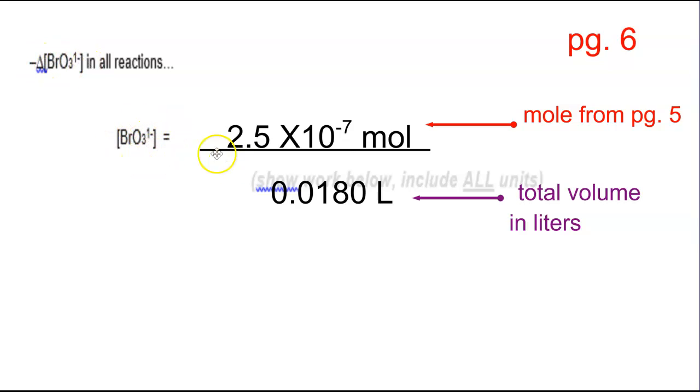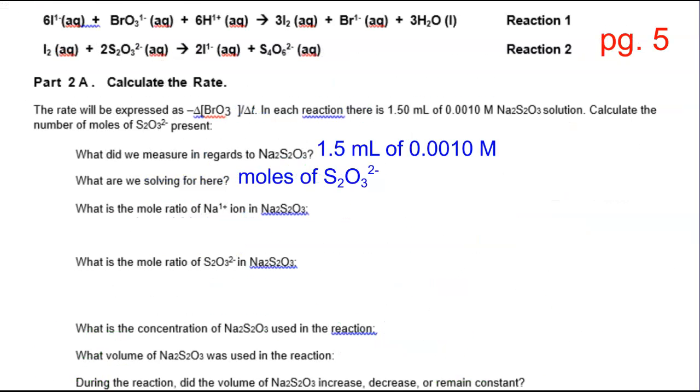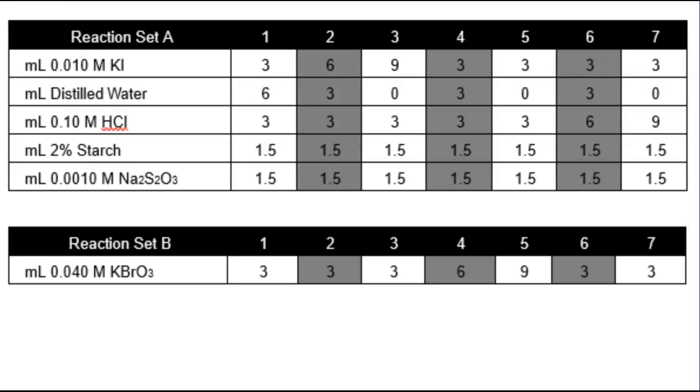So here we are, bromate ion. To get the concentration, we need moles over liters. We just calculated these moles, and now we've got to figure out where this volume comes from. If you go all the way back to the beginning, we combined all of this into a single test tube to show the reaction, then waited for the reaction to take place and stopped our time. So this is our total volume.